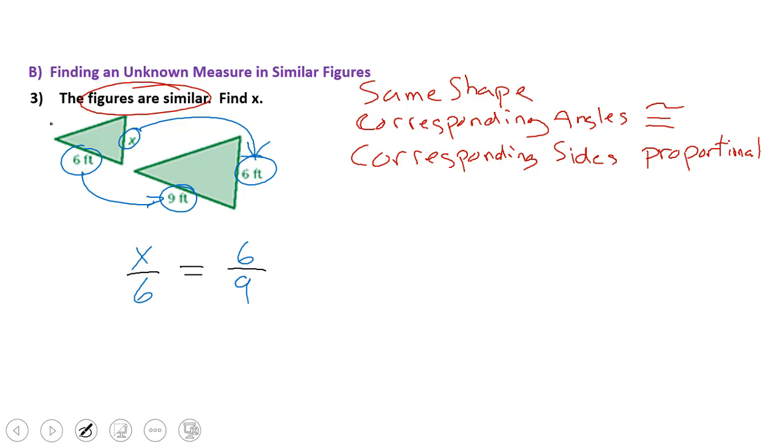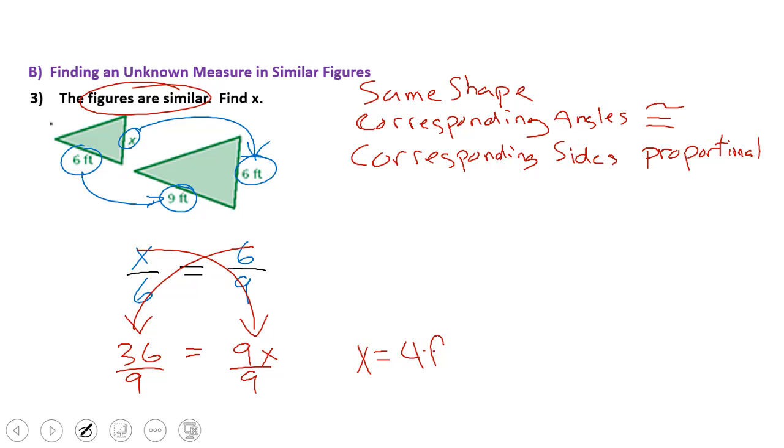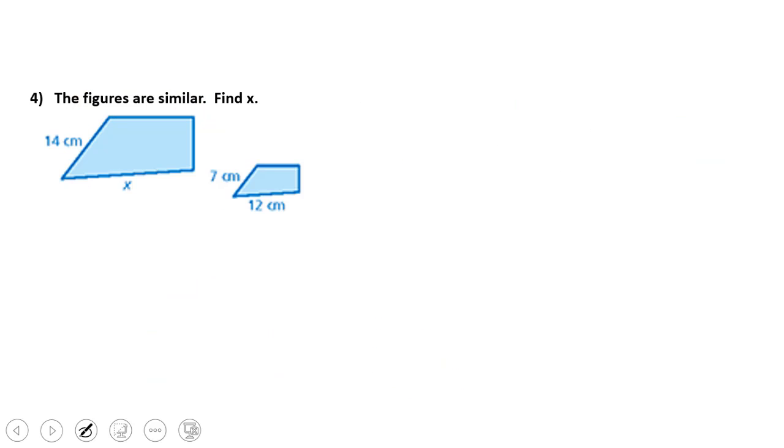When I do my cross products, 6 times 6 is 36, x times 9, 9x. I know they're equal because they are proportional. I know they're proportional because these are similar, and that's part of the definition of similar figures. To solve, I divide by 9. Going back to our first unit of the year, 36 divided by 9 is 4, so x equals 4 feet. Straightforward.